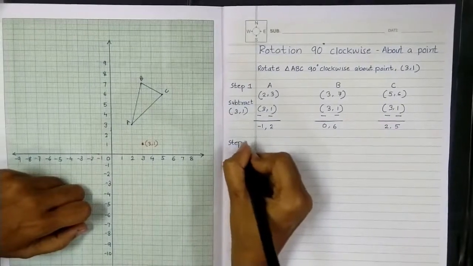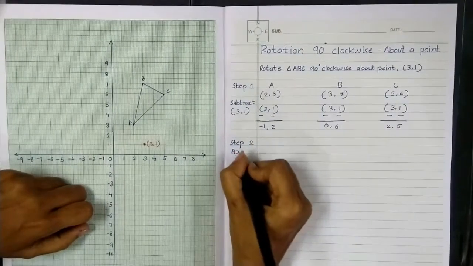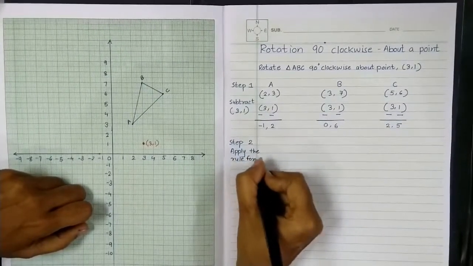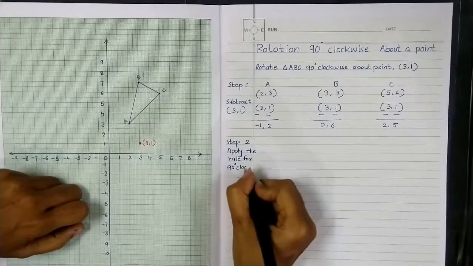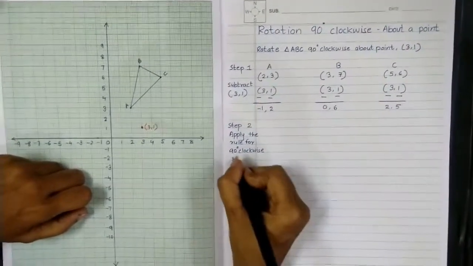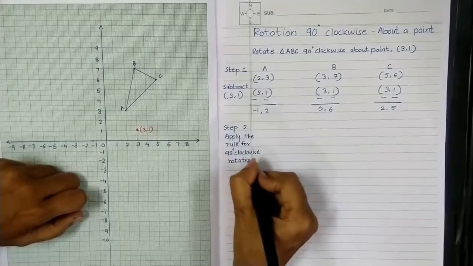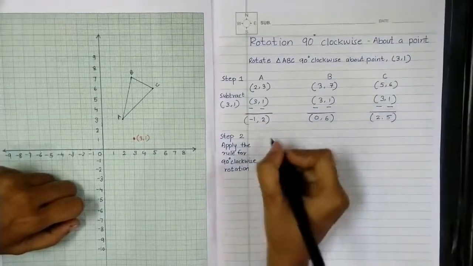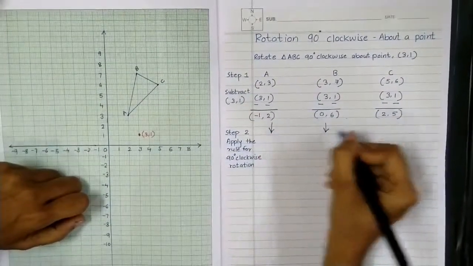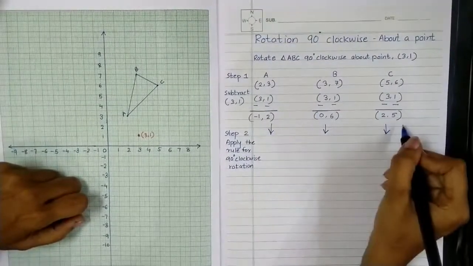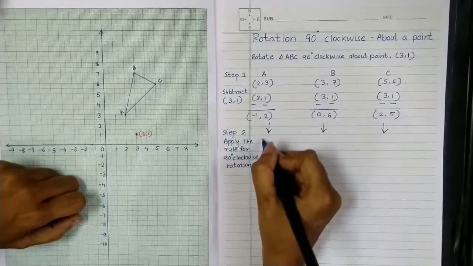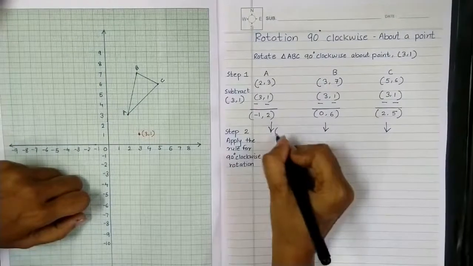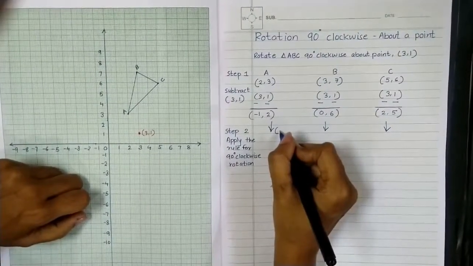Step number 2 is apply the rule for 90° clockwise rotation. So the coordinates that are obtained after subtraction, to these points I have to apply the 90° clockwise rule. So 90° clockwise rule says that the points will flip and the x coordinate will change sign. So I'll write down the rule as well over here.